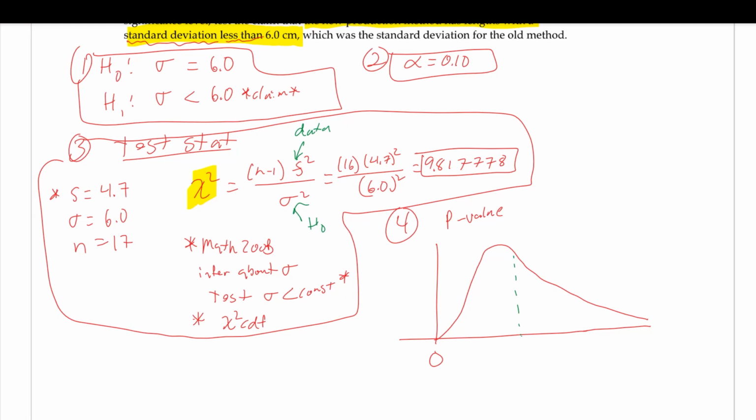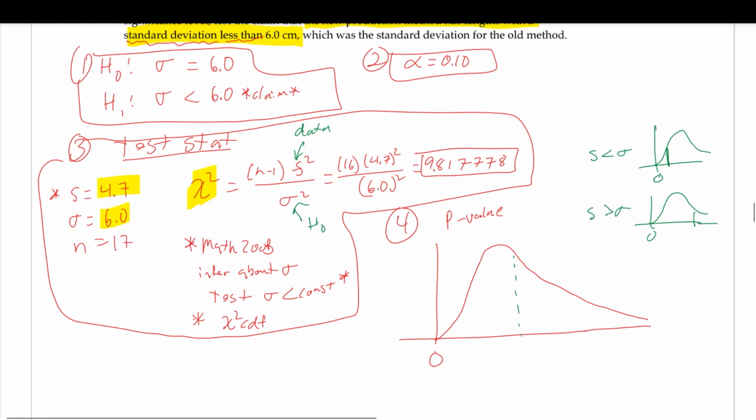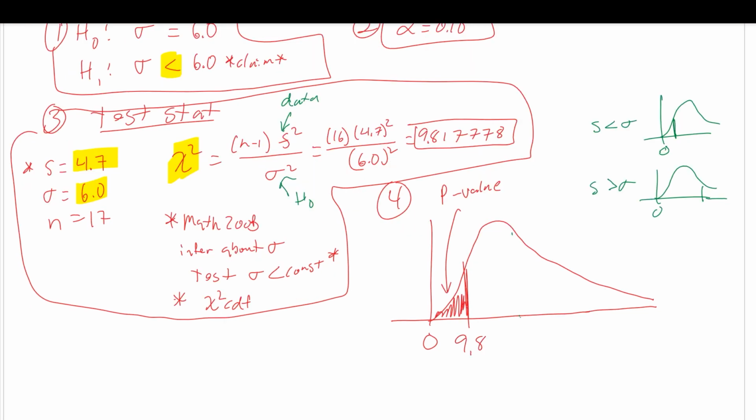The way that I suggested before is if S is less than sigma, then this ratio of S over sigma is a smaller number, which is closer to 0. So you would see that here's 0. That means if this value is less than sigma, then our test stat is going to be somewhere around here. If S is greater than sigma, it's going to be a much larger ratio, so it's going to be further away from 0, so it should be around here. Okay, so in our case, our S is less than sigma. All right. So our test stat is going to be around here, I would say. All right, so this test stat is, again, 9.8177778. And to come up with this p-value, we're going to use chi-squared CDF.